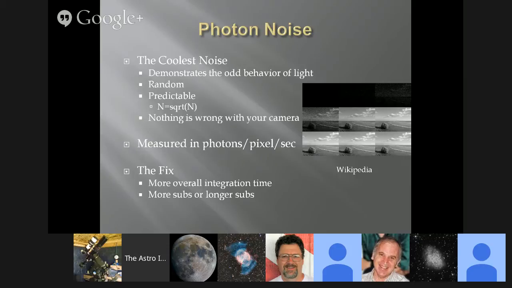Well, maybe you can. Aperture, I guess, will get you more integration faster. So maybe this will cost you money, but when it comes to the camera, you're not going to spend more money on your camera to get better behavior out of the photon noise. Photon noise is measured in photons per pixel per second, and there's a good fix for it. More integration time. Is that a good fix for it? I don't know.